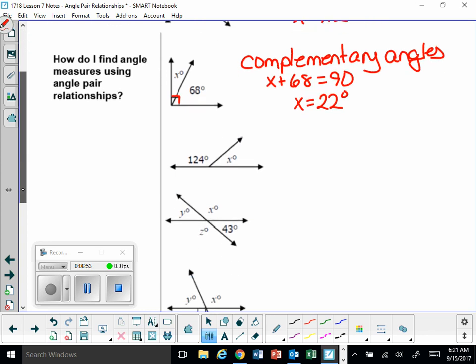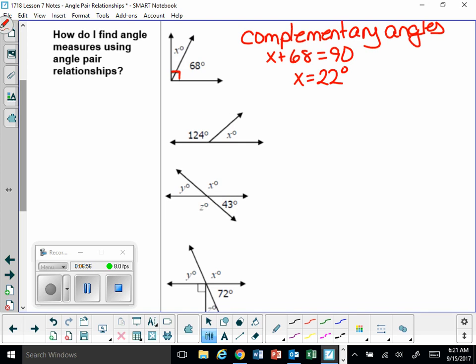Our third example, we have a straight line. This is a linear pair. Linear pairs are supplementary, so they add up to 180 degrees. 56 will be our value for X.